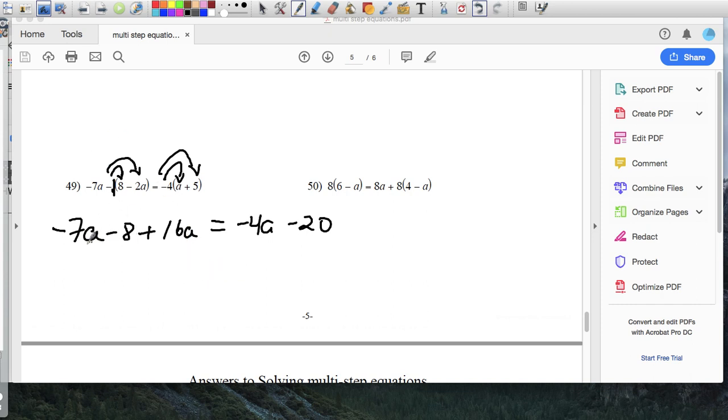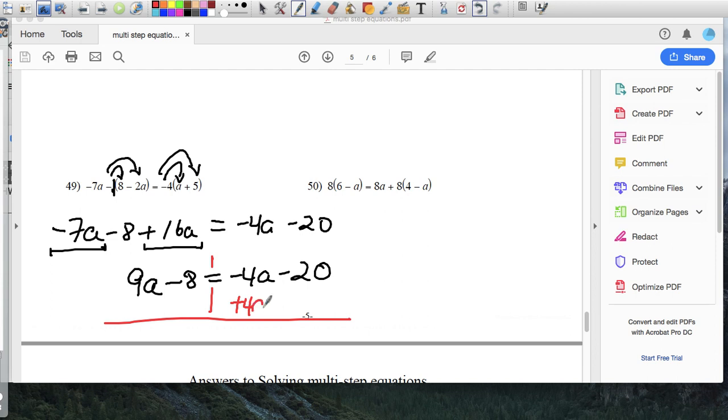you can now look to see if you can combine any terms. On this side, I can combine this guy with this guy. Negative 7a and positive 16a gives me 9a positive, and then minus 8 equals negative 4a minus 20. I have a variable on both sides, so I need to take one of these two guys out. Either the 9a will go or the negative 4a will go. Let's just take this one. So I'll do plus 4a, plus 4a. 9a plus 4a is 13a, minus 8. These two a's go out, minus 20 comes down.